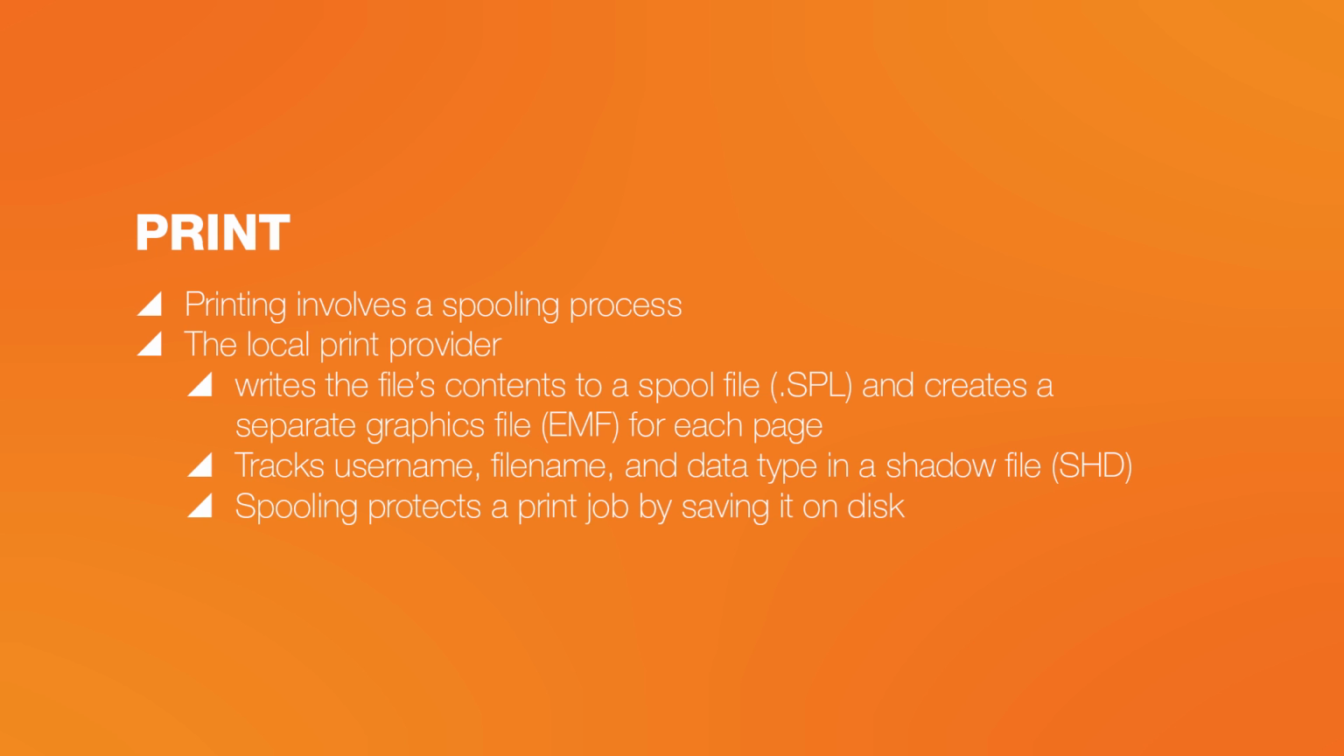Now let's look at what evidence a printer might leave behind. Printing involves a spooling process. The local print provider writes the file's contents to a spool file, .spl, by creating a graphics file, .emf, for every page. It stores printing metadata in a shadow file, .shd. It then saves both the spool file and the shadow file on a local disk to protect a print job until the printing process completes.